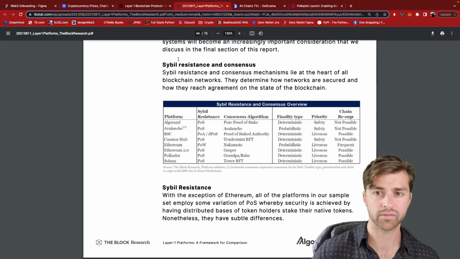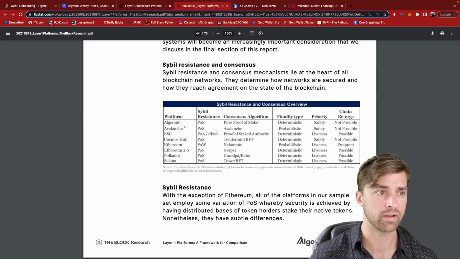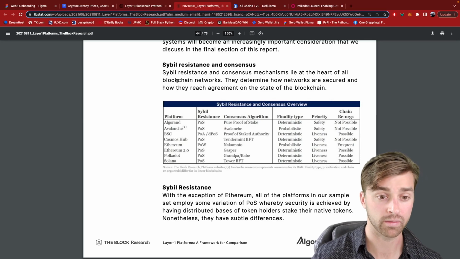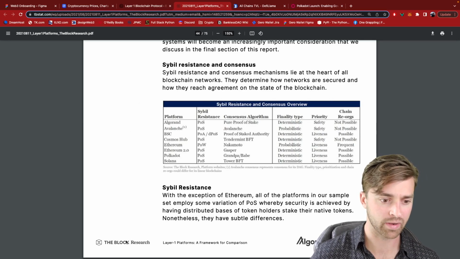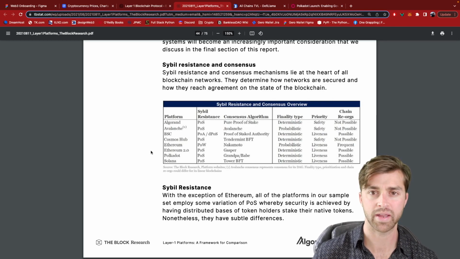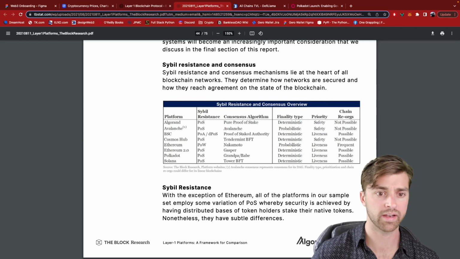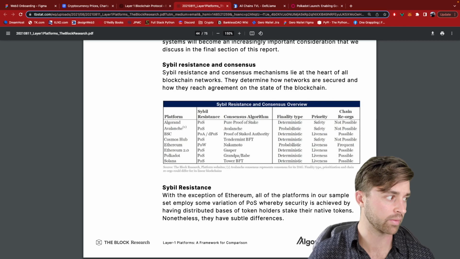Now, in this video, we're going to talk about how to compare these layer ones between each other. I found a really helpful article done by The Block Research that gives 4 pillars for comparing these blockchains. The first is you compare them on their technical design and performance, which we're going to talk about first.